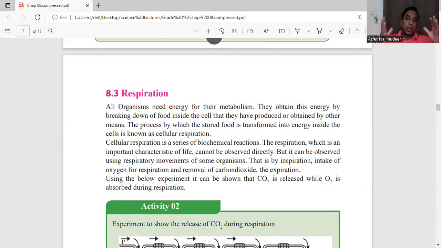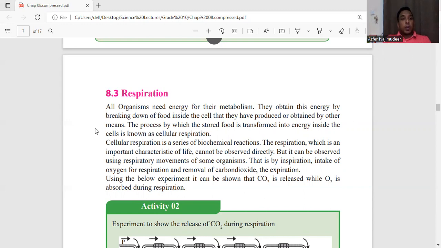For example, we can take a vehicle, or a computer. If we want to switch on a computer, we have to give it a source of energy, for example electricity. That is the energy source for it to switch on. Similarly, all the organs within our body need a particular source of energy to do their day-to-day activity. So here comes respiration.